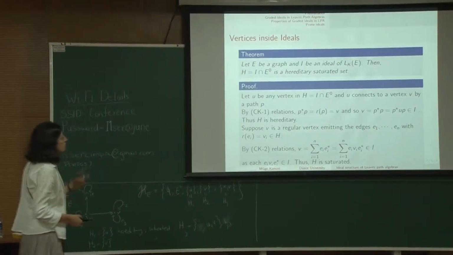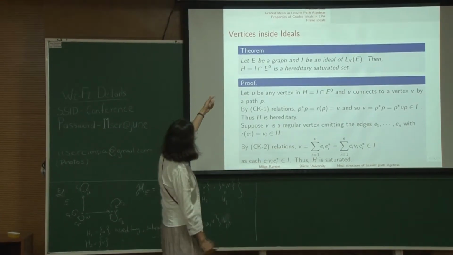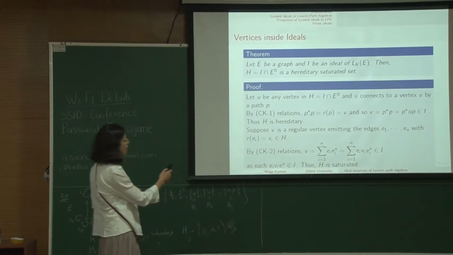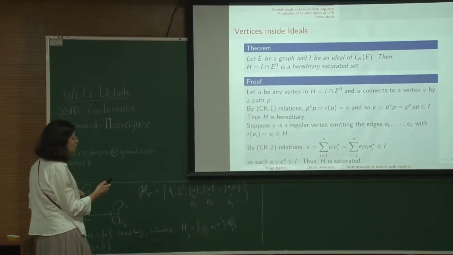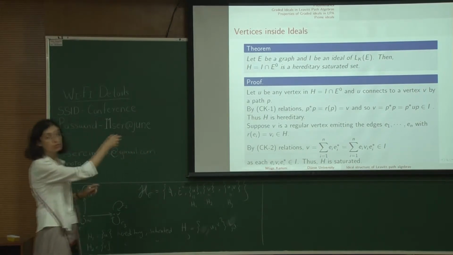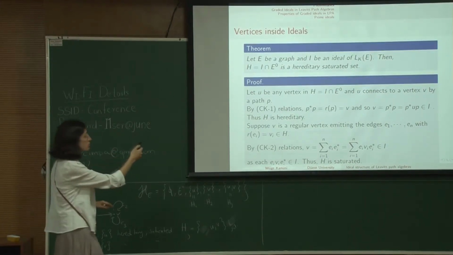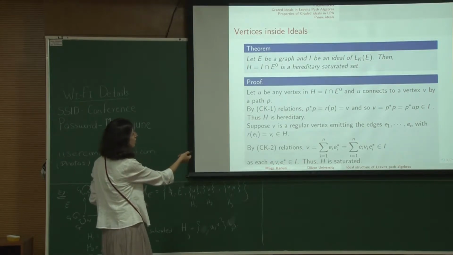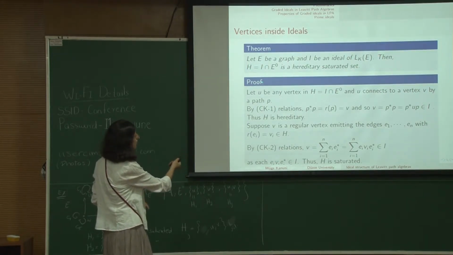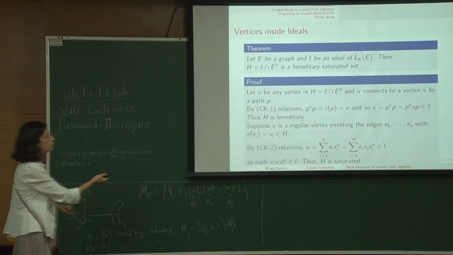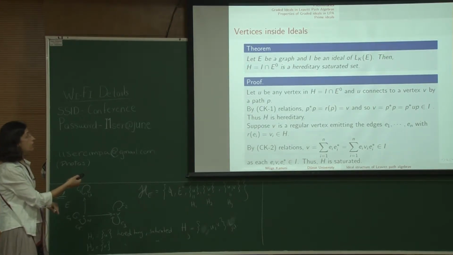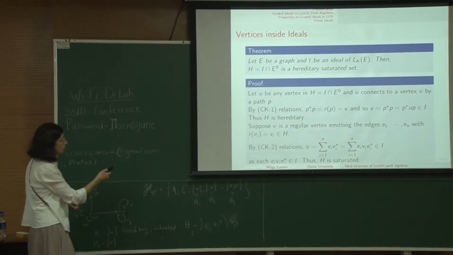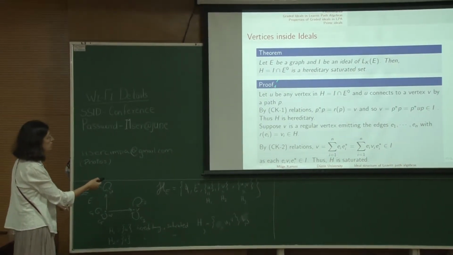Now, the reason we mention this is there is a relation between the ideals and the vertices. If E is a graph and I an ideal of the Leavitt path algebra, these being two-sided ideals, I'm always going to talk about two-sided ideals, then an ideal intersected with the set of vertices is going to be a hereditary saturated set, which can be an empty set as well. Let's look at the proof.